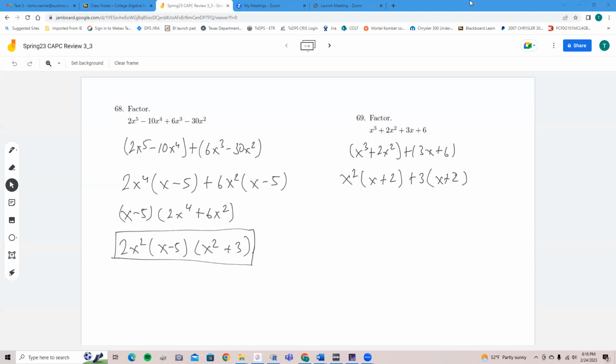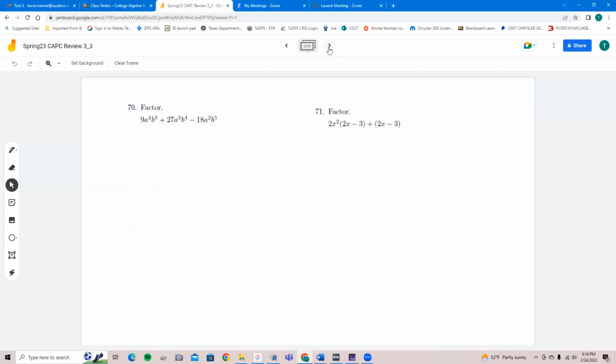Now the x plus 2 is in common to both of those terms. So I pull that out, and I'm left with x squared plus 3. And I'm finished, because these do not factor any farther. Okay, no sweat. Next up, more of the same.